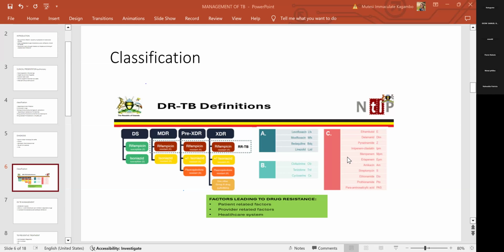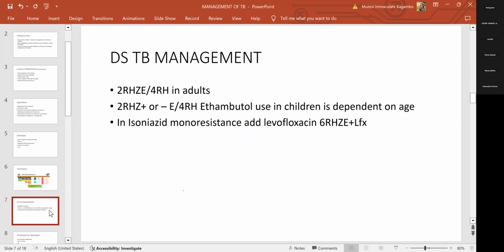So let's go to the management of the TB disease. Drug susceptible TB. DS is drug susceptible. Somebody remind me what a drug susceptible TB is. Let us see if we are following me. What is drug susceptible? Maybe I could help. Yeah, you help me. Which is sensitive to rifampicin and isoniazid.